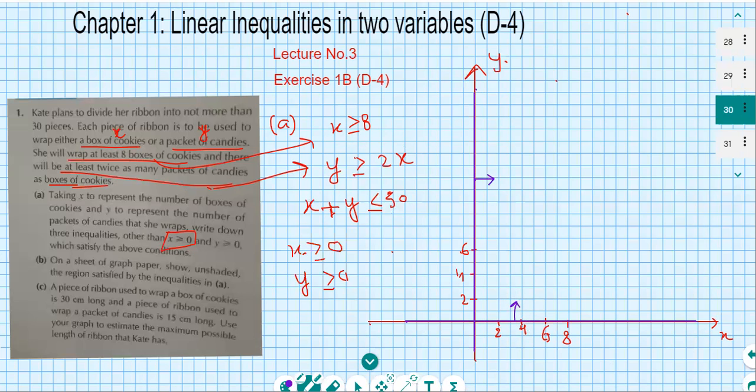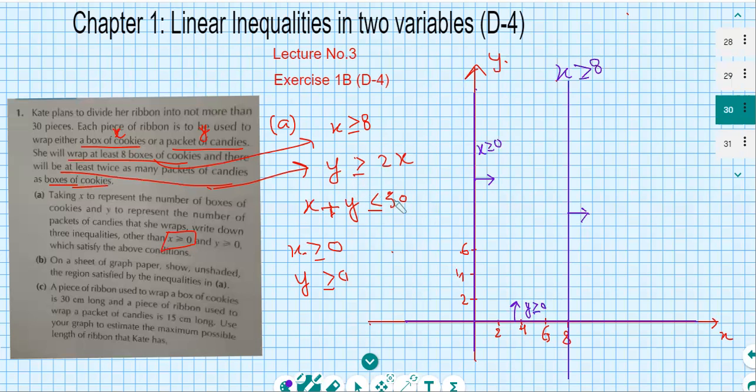Next one is X greater than or equal to 8. So where is X equal to 8? This line. And greater than or equal to 8 means the region is here, right here. This is X greater than or equal to 0, and this is Y greater than or equal to 0, this line. All right, we have plotted 3 inequalities.